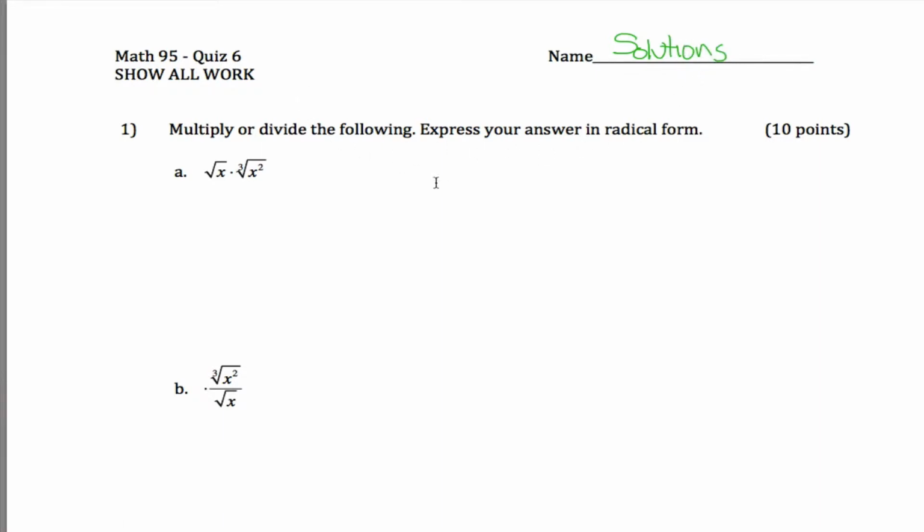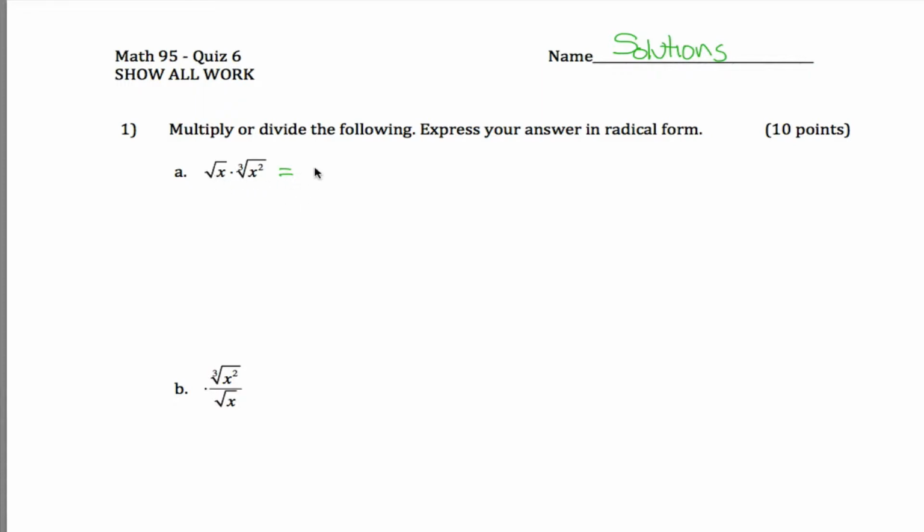Solutions for quiz 6 for Math 95. In problem 1, we're given some radicals and asked to either multiply or divide them, and to express your answer in radical form. That's key, because this problem is hard to do if you leave it in radical form. It's a lot easier if you change it into exponent notation.